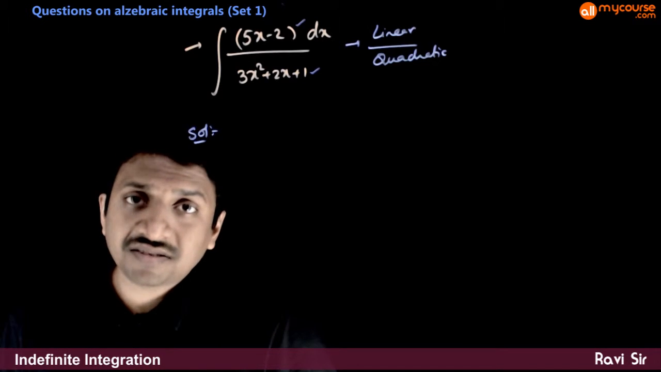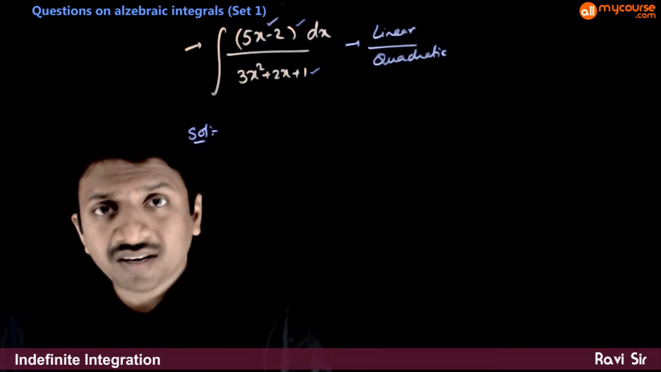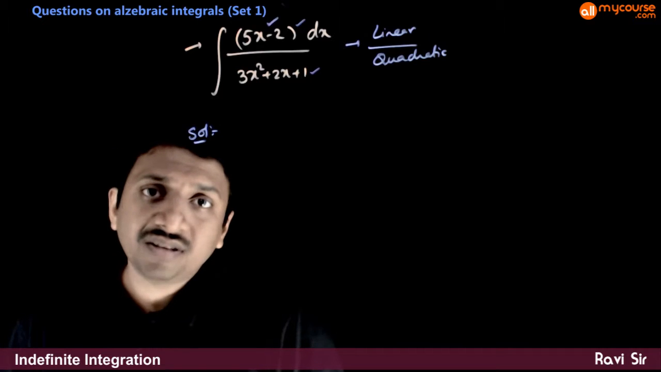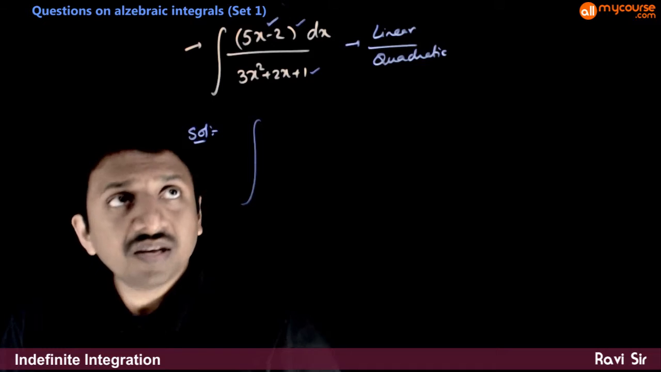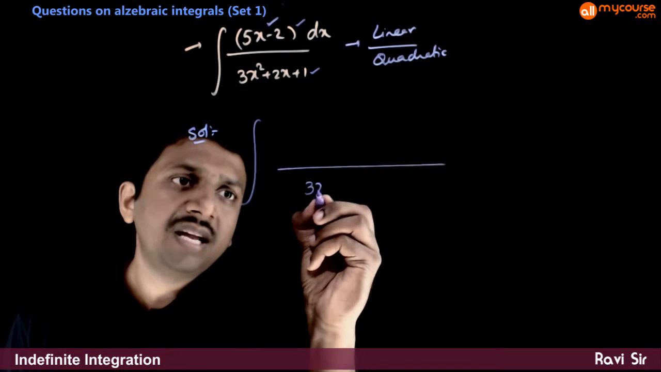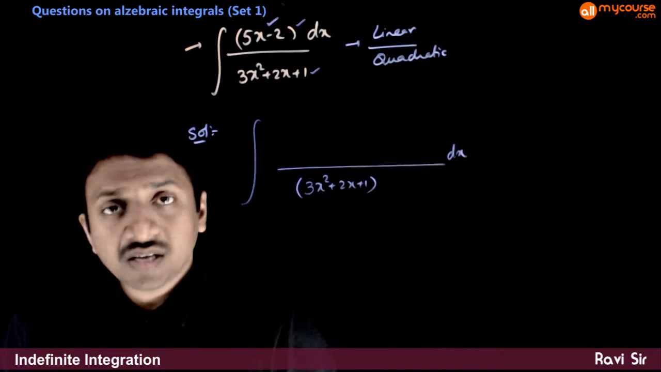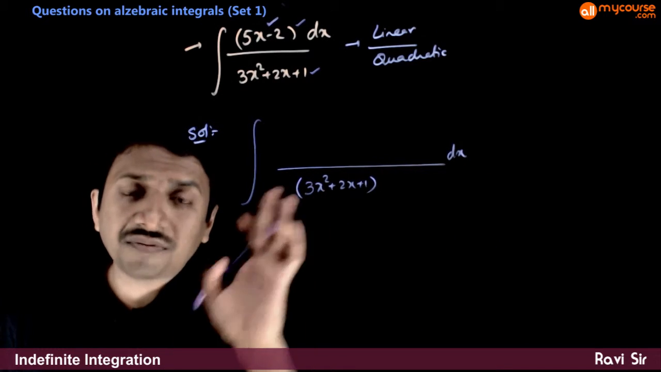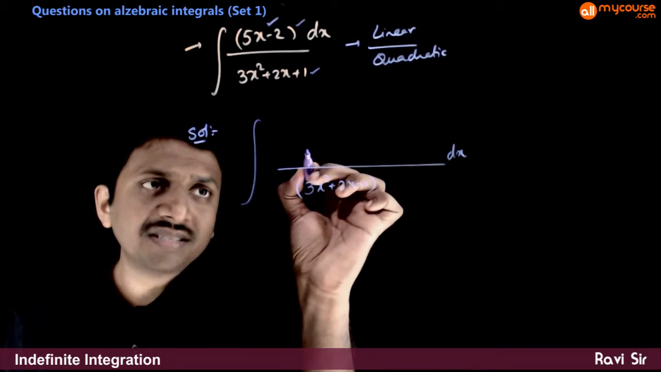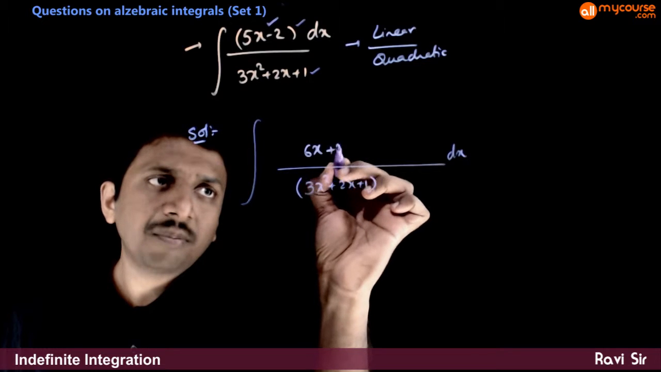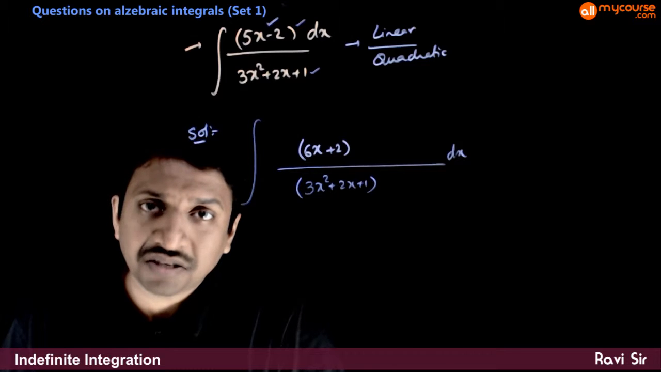So there is a very standard technique by which we can solve these questions. The technique is something like this. We try to express the numerator in terms of the differentiation of the denominator. So what we do is, integration of, first you have 3x square plus 2x plus 1 in the denominator. Now write the differentiation of this denominator. What is the differentiation of 3x square plus 2x plus 1? It is 6x plus 2, right?